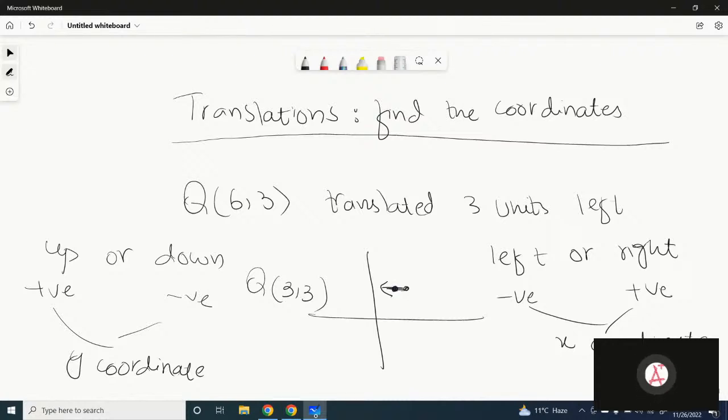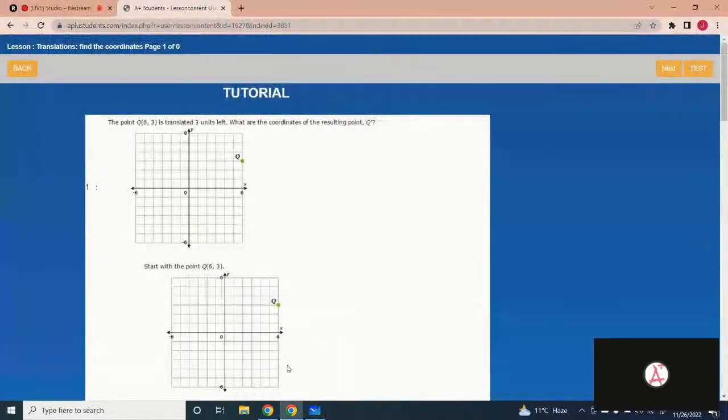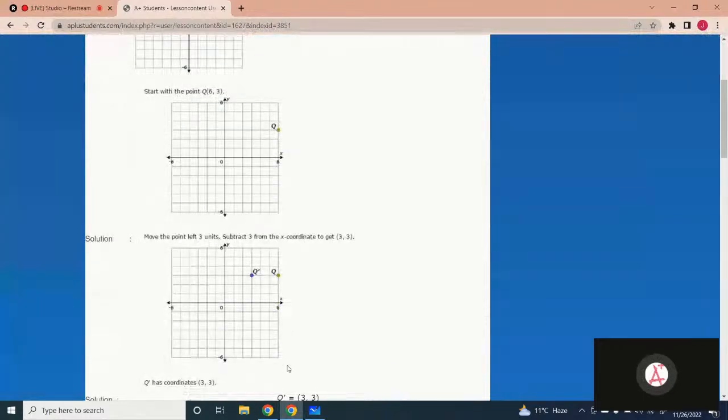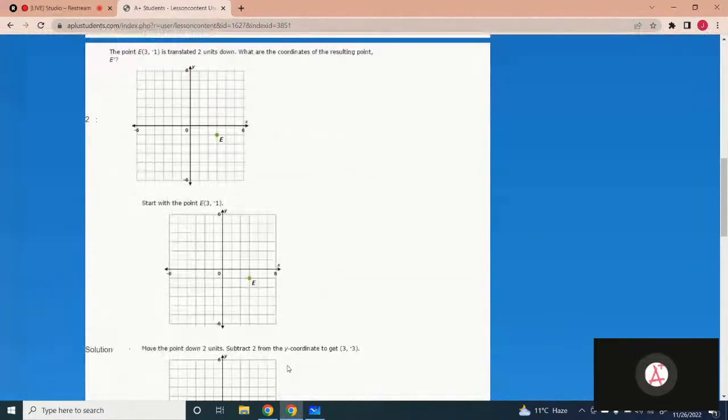This is now the new point. Suppose this one is at 6, and this one is at 3. Sorry, the y value is 3. So now the new coordinates are 3 and 3. Got it? So the new coordinates are 3 and 3. Got it? Okay, let's start with the next one.